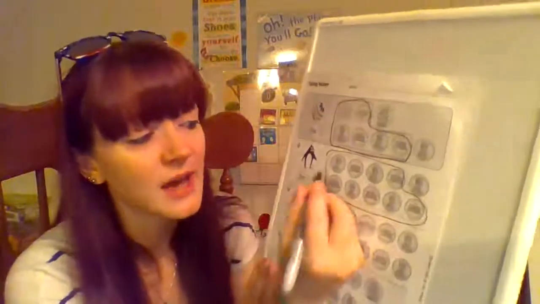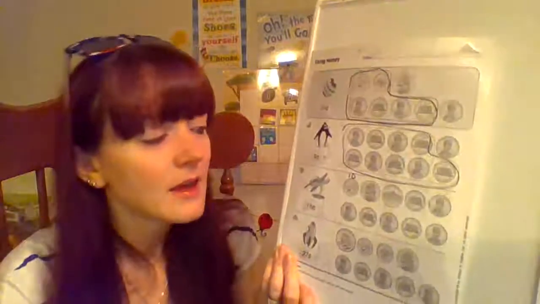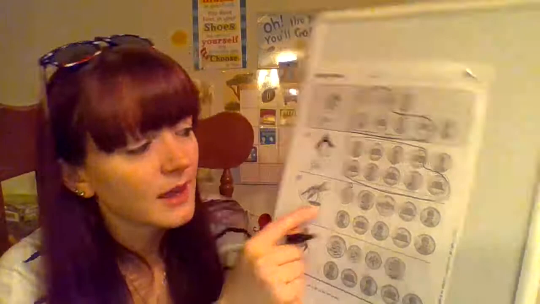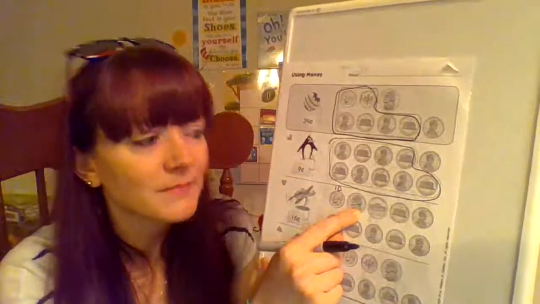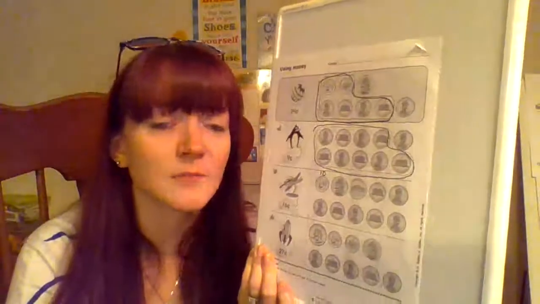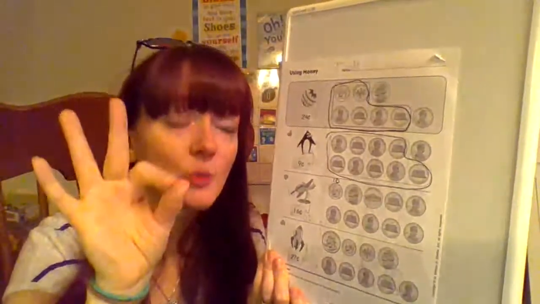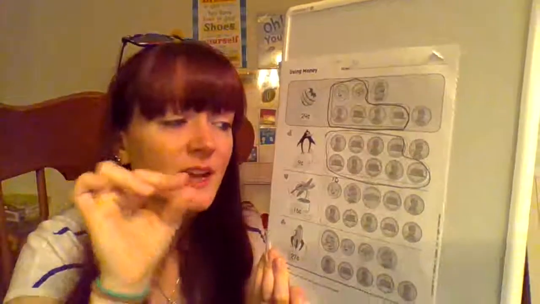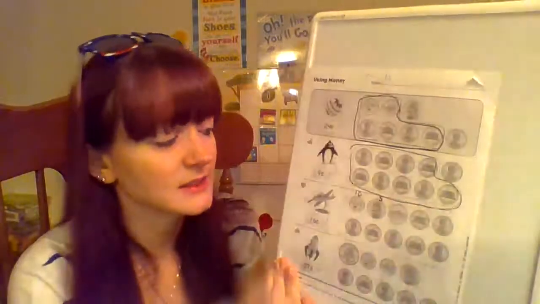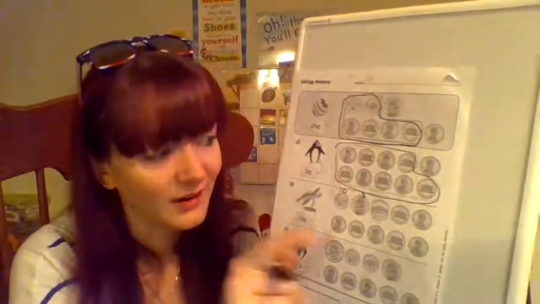If we start with a dime, that means we're starting at 10. We need to get to 16. Do we need more coins? Yes. Okay, let's go to the coin next to it. That's a nickel. A nickel is worth 5. So if I count from 10 and add 5, let's see how much we get. 11, 12, 13, 14, 15. So now I have 15 cents. Is that enough? No. I need 1 more.